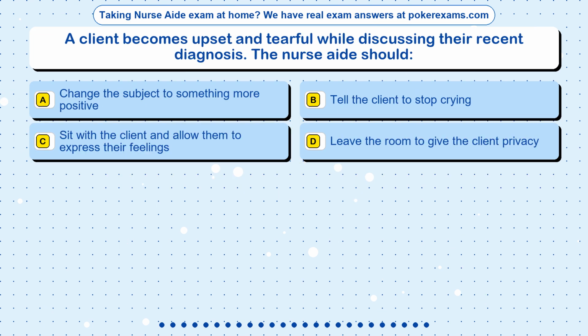Question 8. A client becomes upset and tearful while discussing their recent diagnosis. The nurse aide should: Option A, change the subject to something more positive. Option B, tell the client to stop crying. Option C, sit with the client and allow them to express their feelings. Option D, leave the room to give the client privacy.